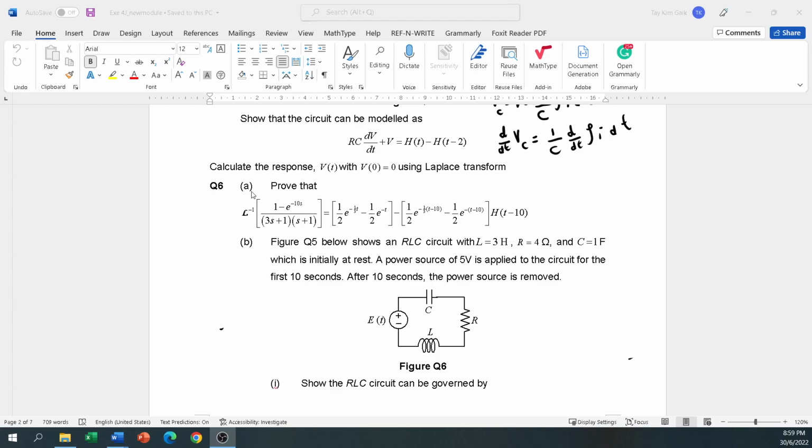Okay, we are going to look at exercise 4J question 6. Part A: prove that the inverse Laplace of (1 minus e^(-10s)) over ((3s plus 1)(s plus 1)) is equal to half of e^(-t/3) minus half of e^(-t), minus, half of e^(-(t-10)/3) minus half of e^(-(t-10)), multiplied by h(t minus 10). So we are going to do part A first.